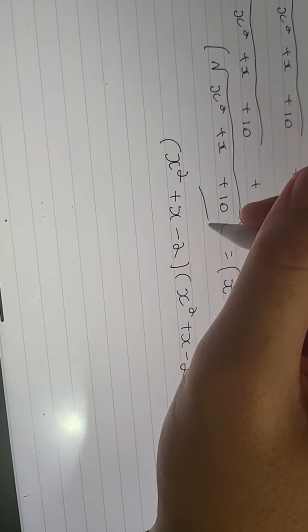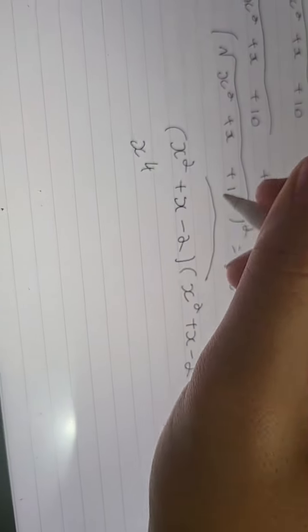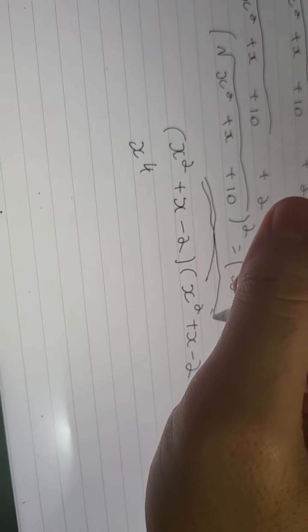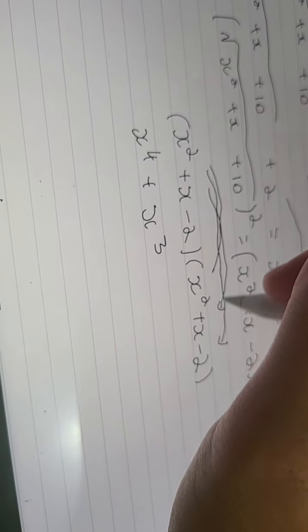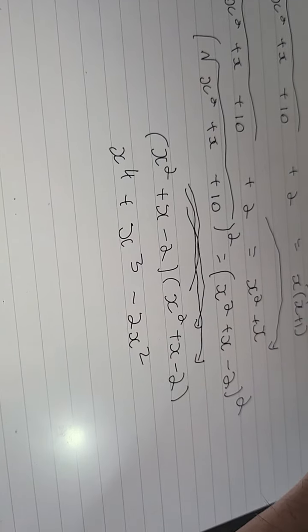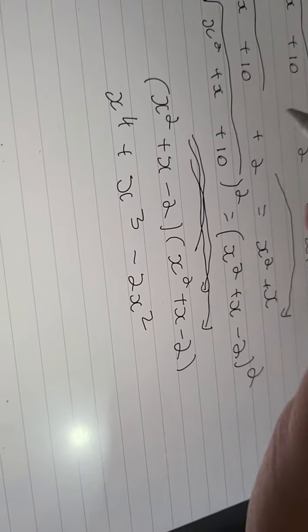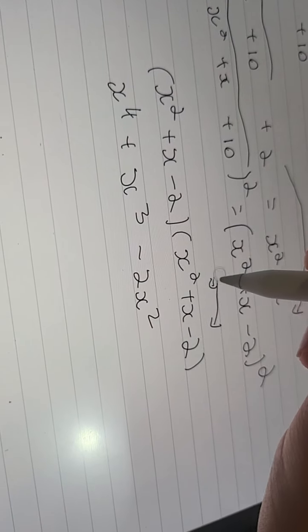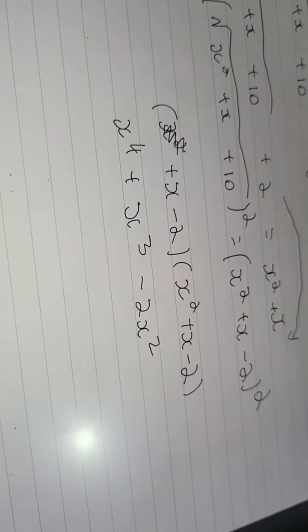So start off, x squared times x squared is x to the 4. Then x squared times x is x to the 3. Then x squared times minus 2 is minus 2x squared. Okay? My battery is running low.